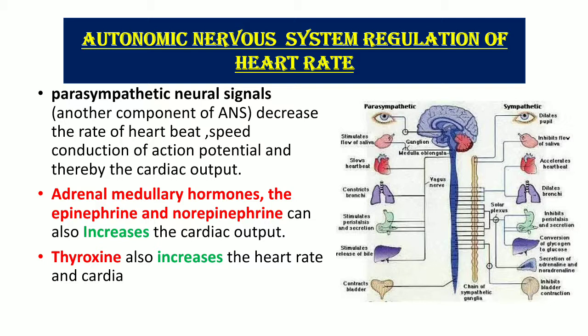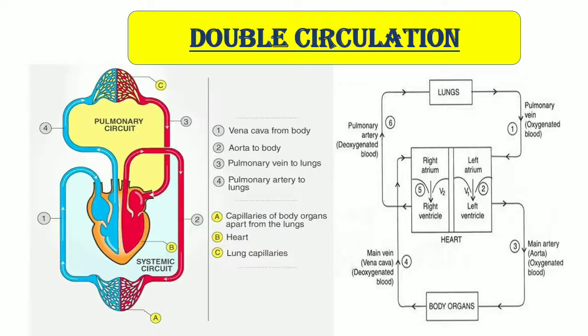Understood. So now we have discussed the autonomic nervous system, which includes the parasympathetic and sympathetic. Here, sympathetic increases the heart rate. Parasympathetic, as you all know, is antagonistic to it. It decreases the heart rate. And what are the hormones involved? The adrenal medullary hormones, which are epinephrine and norepinephrine, and one more hormone, the thyroxine. Now coming to one more slide.